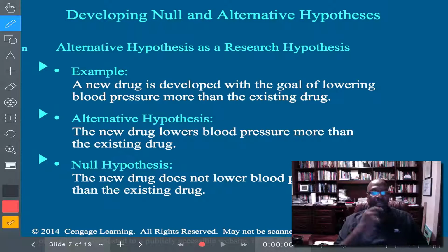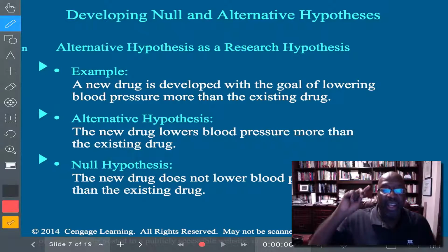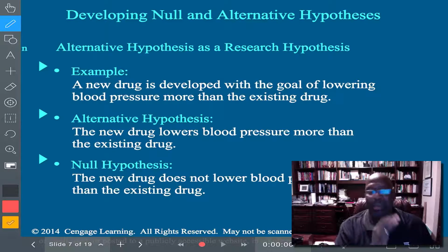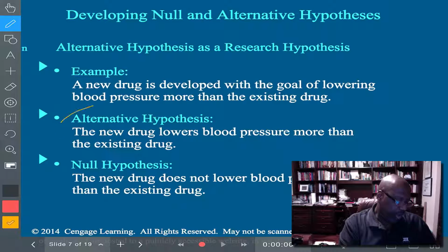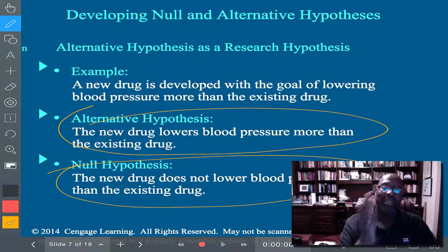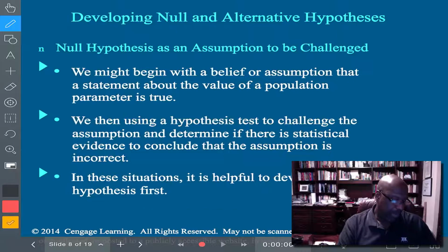Another one again, a new drug is being developed with the goal of lowering blood pressure more than the existing drug. So what the optimist will say, hey, that new drug actually lowers blood pressure more than the existing drug. The pessimist or the skeptic will say, that new drug does not lower the blood pressure more than the existing drug. All right? So new drug lowers the blood pressure versus it does not. Always remember, one is exactly opposite the other. All right? Keep that in mind.